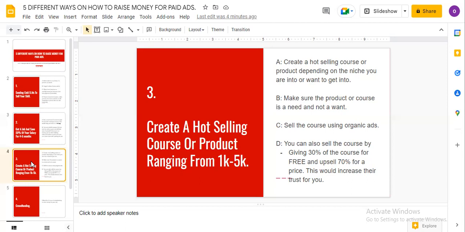You get. So let's take it bit by bit. The A is: create a hot selling course or product dependent on the niche you are into or you want to get into. So if you're a newbie or someone who already knows about the online space, you should create a hot selling course or product dependent on the niche you are into or you want to get into. And now number 3B: make sure the product or course is a need and not a want.